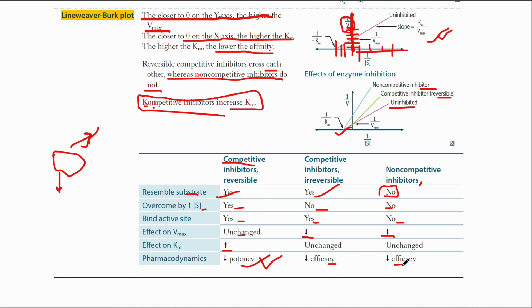Efficacy is the maximum effect produced by a drug. So that is decreased in competitive irreversible inhibitors and non-competitive inhibitors. Competitive inhibitors are usually reversible, but they are irreversible in cases like organophosphates, right? And non-competitive inhibitors are usually irreversible, but they are reversible in cases like carbonic anhydrase inhibitors. That can happen.